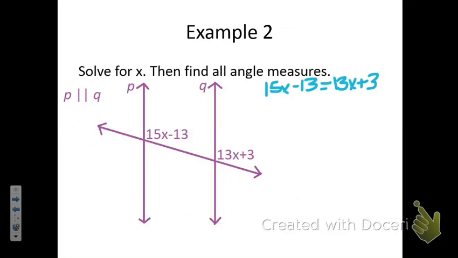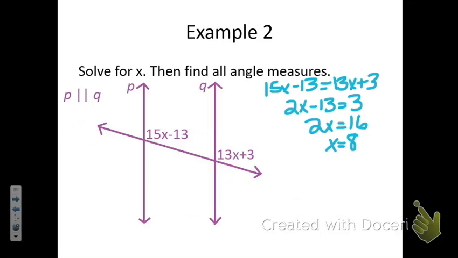Yep. Subtract your 13x, which is going to leave you with how many? 2x. My minus 13 drops down, and then I'm left with a 3 on the other side. Now what? Add your 13, which is going to give you what? 16. Divide by 2, so x is 8.